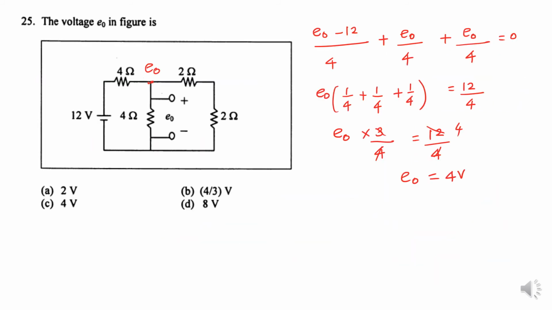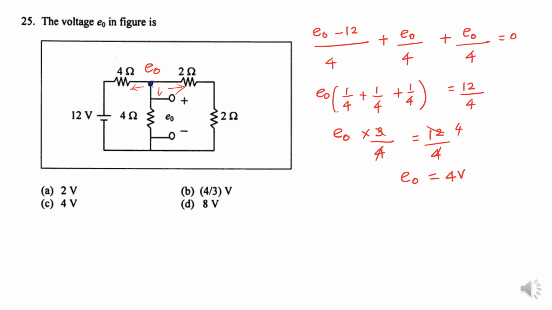The voltage E0 is given in the figure. Here, see, this is E0. The same voltage is at the nodal point. Here I am going to apply the nodal analysis. So in the nodal analysis, I have to mark the direction of the current. All the currents are flowing away from the junction. So first of all, I am going to write the equation.